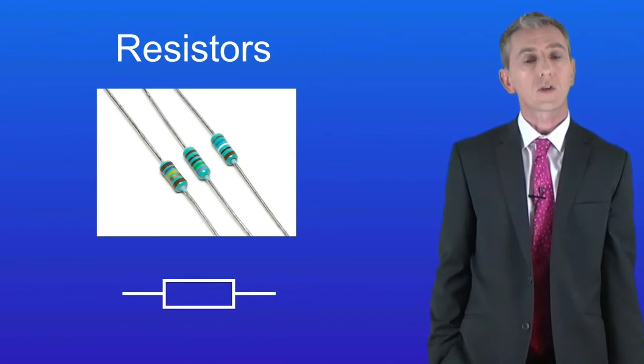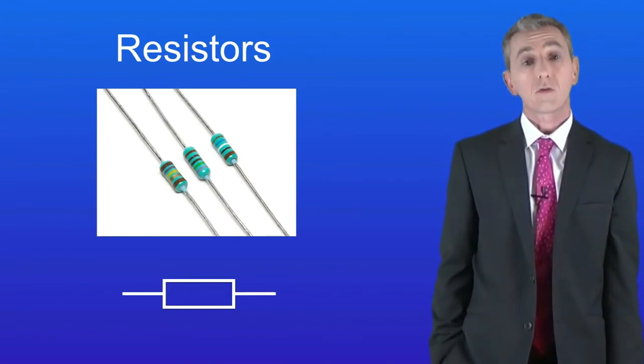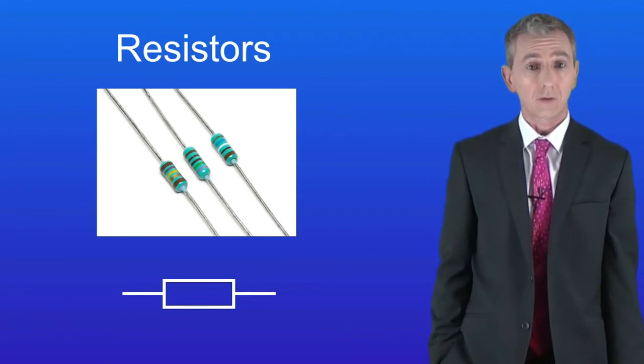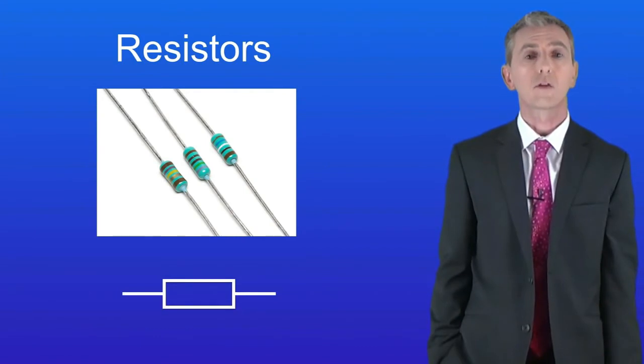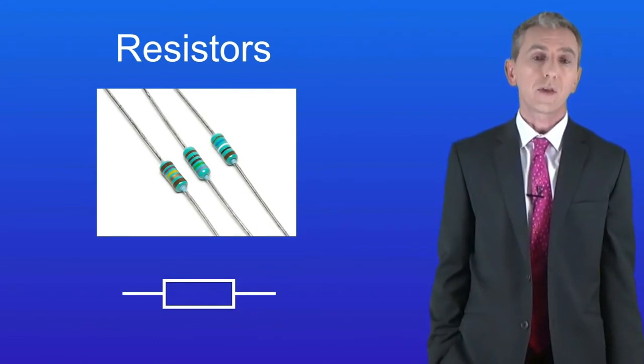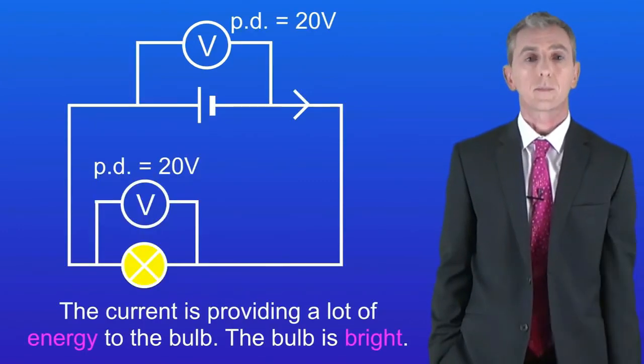So let's start by looking at what resistors do in a circuit. Well, the first thing to understand is that resistors are designed to have a resistance. In other words, electrons have to use a lot of energy to pass through resistors. So you might be thinking, what's the point of that? Well, take a look at this circuit.